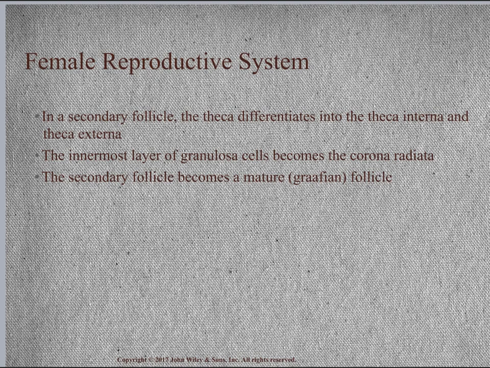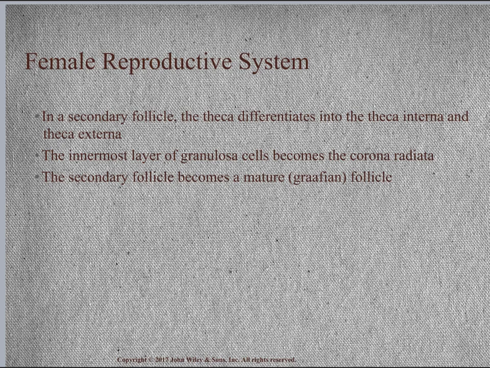So we're going to start with the second half of our reproductive system, picking up where we left off, which was with the female reproductive system. So in a secondary follicle, the theca differentiates into the theca interna and theca externa. The innermost layer of granulosa cells become the corona radiata.